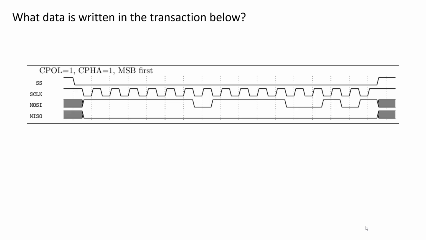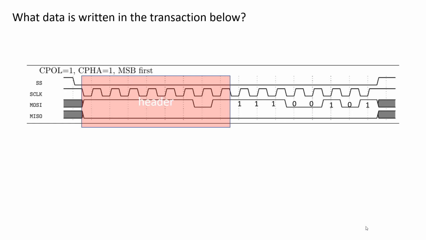What data is written in the transaction below? Unfortunately, this is tricky. You have to just count cycles and do a manual serial to parallel conversion. In this case, the first 8 cycles is the header. The second 8 cycles is the data. And if you look at the data line, we're looking at which one, MOSI or MISO? MOSI, since we're asking what is written.